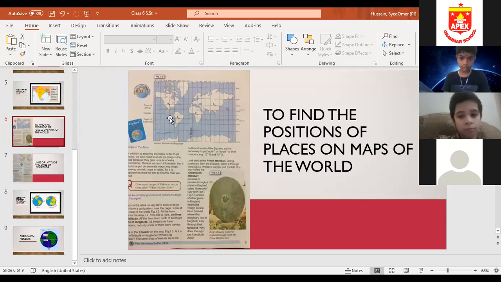Now, for example, if we want to find the position of D, which place is D? We have to match it. Firstly, we match it with this line.